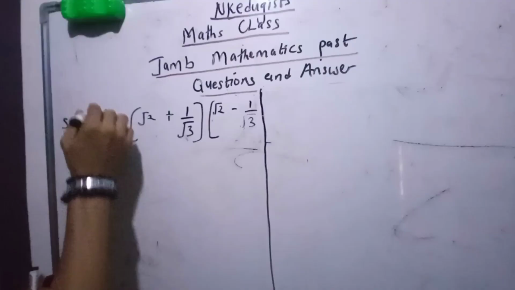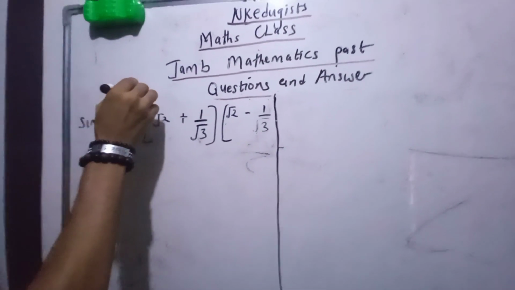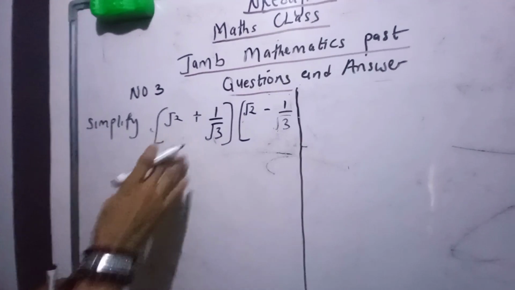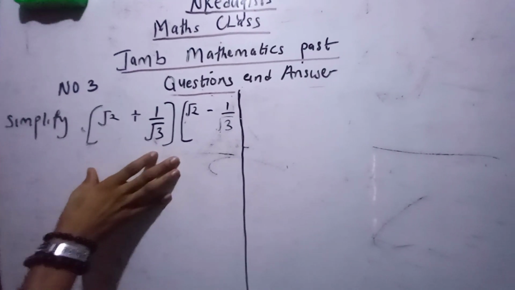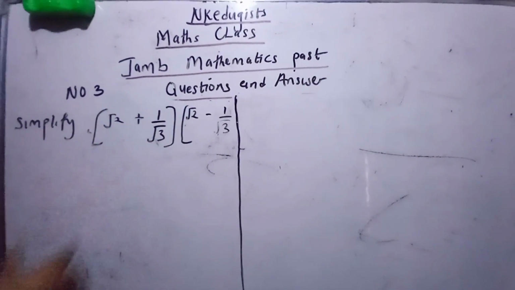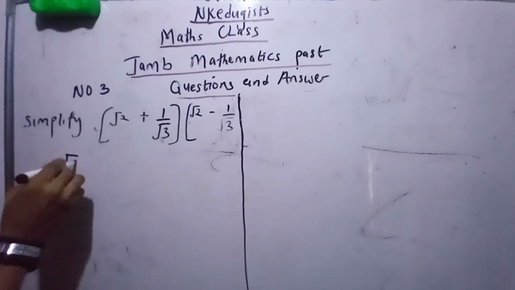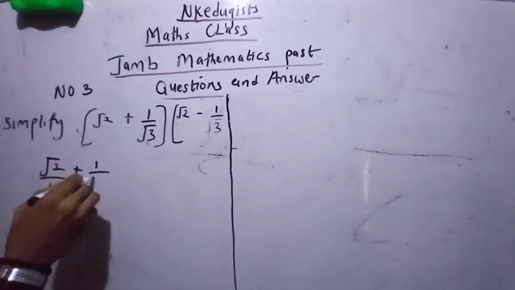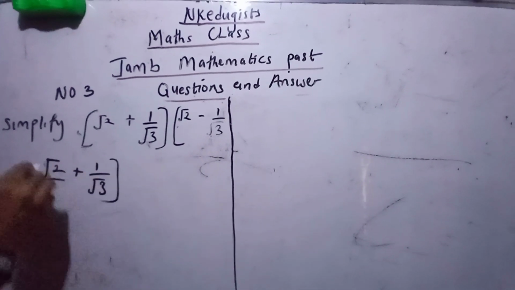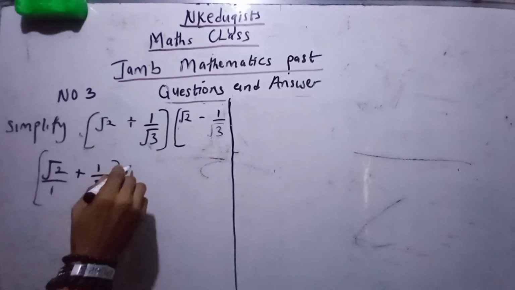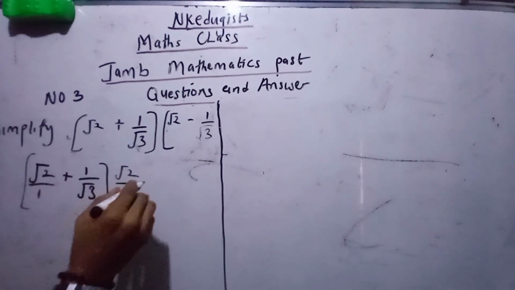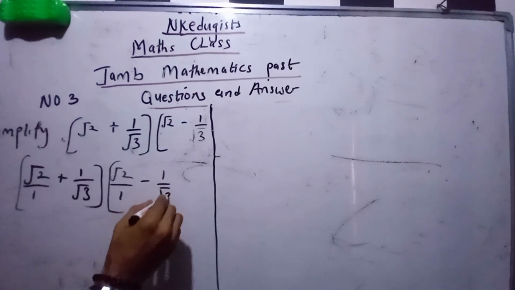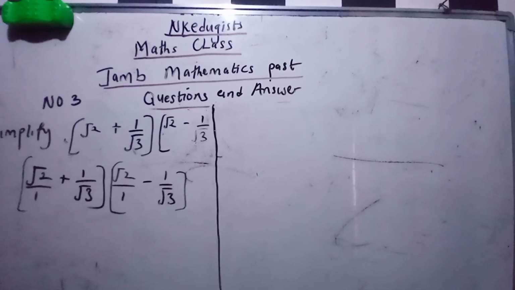Number 3 question. What we are going to do is that this is like a fraction. Since this question looks like a fraction, you find the LCM. Then you can say root 2 over 1 plus 1 over root 3. Then here is the same thing also: 2 over 1 minus 1 over root 3. Then the next thing to do is we find the LCM of 1 and root 3.